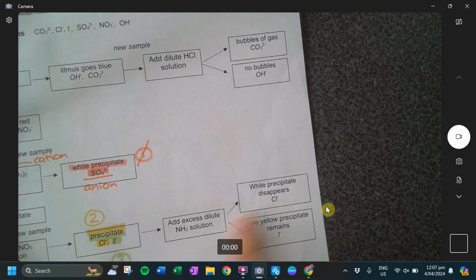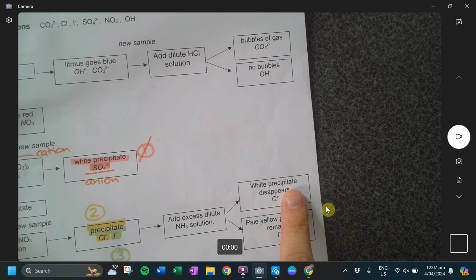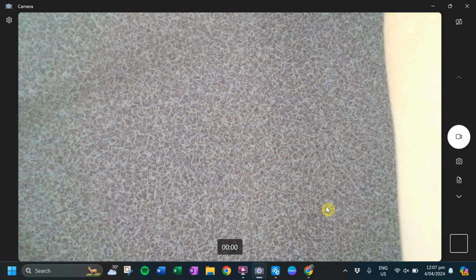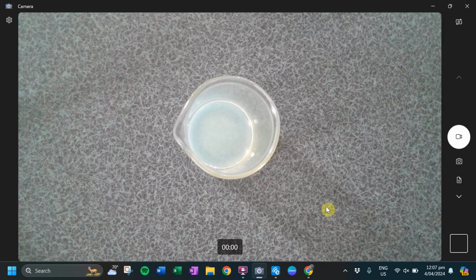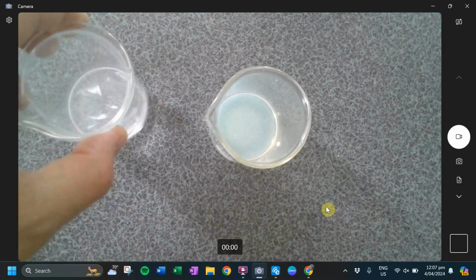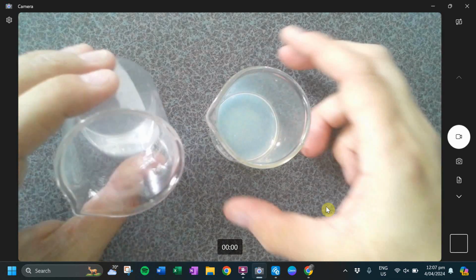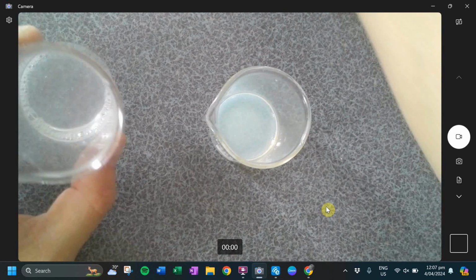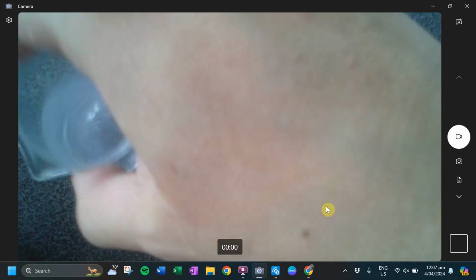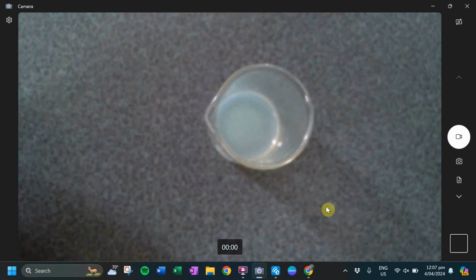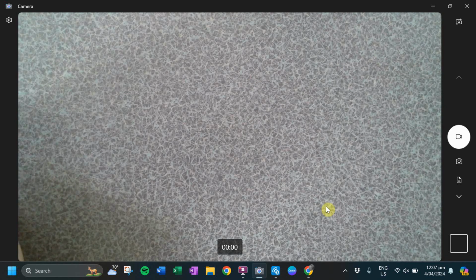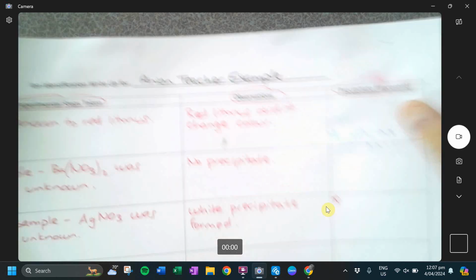Added excess: white precipitate disappears, or white precipitate remains. Is it chloride or iodide that I have? Iodide. That's iodide. This is chloride. Because you see how this one started to dissolve? If we add more ammonia, it'll probably dissolve even more. Oh, it stinks too. All right. Does that make sense to how we tell the difference between those two? Yeah. All right. So let's write that up.